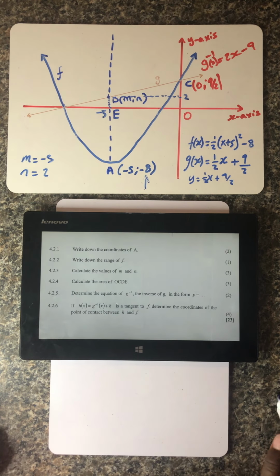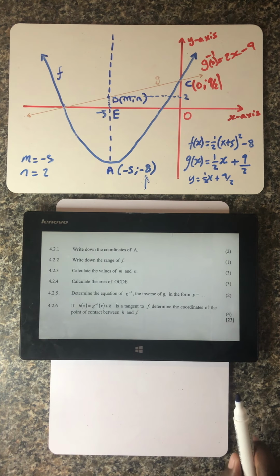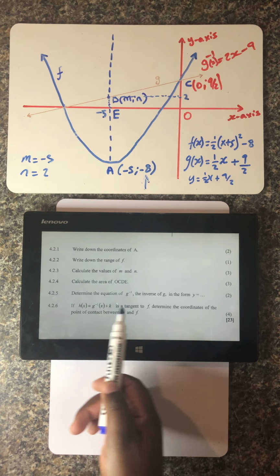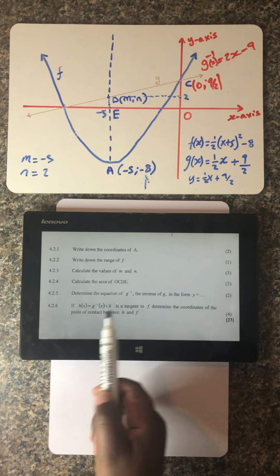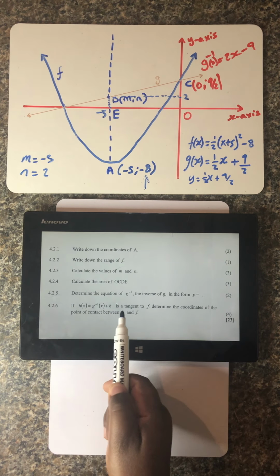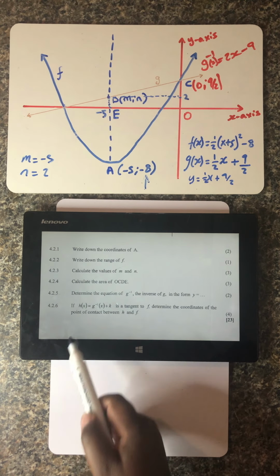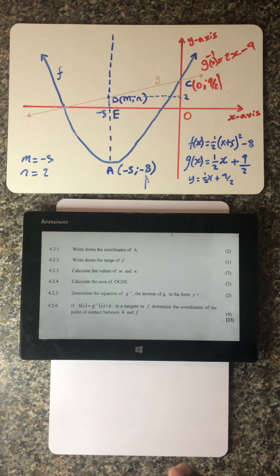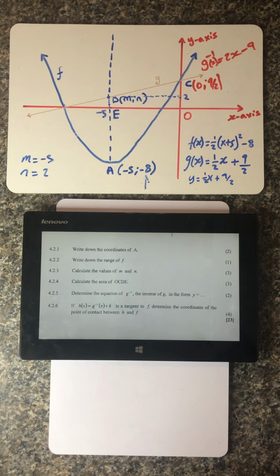So what matters the most out of this question, guys, you should be able to know exactly what they want you to calculate. Okay, regardless of this information being given to you, this is not really the question. They are just saying if h of x is equals to that inverse plus k, it's a tangent to f, determine the coordinates of the point of contact between h and f. So what they want is the point of contact between h and f.